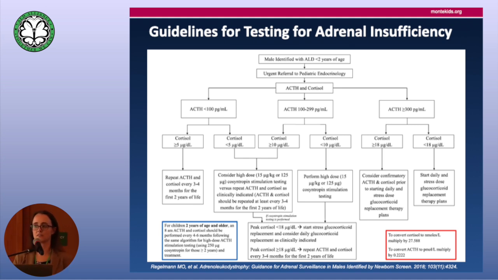So if the cortisol level is unusually low, so if it's less than, this says 18, but for newer assays, it's usually between 14 and 15, and the ACTH is high, then you really need to think that you have primary adrenal insufficiency at that point.